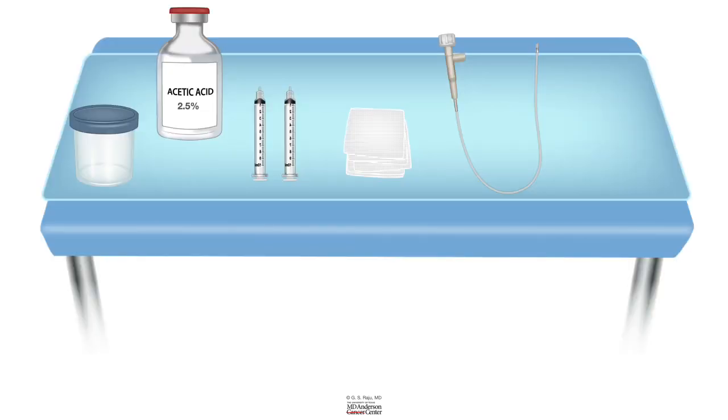You need to select 2.5% acetic acid and take 2 syringes, typically 5 or 10 cc syringes, and fill them up with acetic acid, and pick up a spray catheter and then attach the syringe to the spray catheter and prime the catheter.